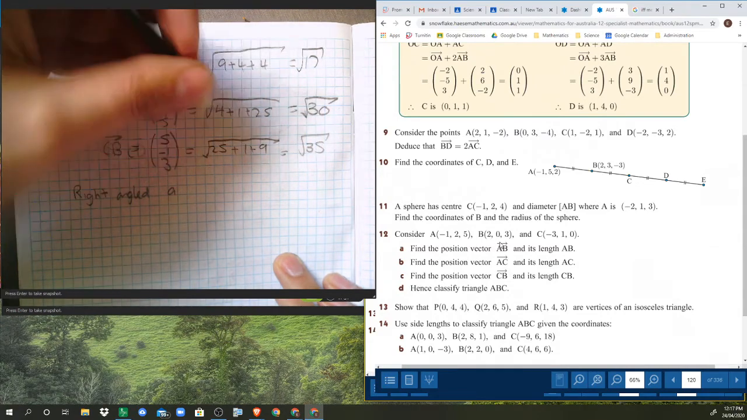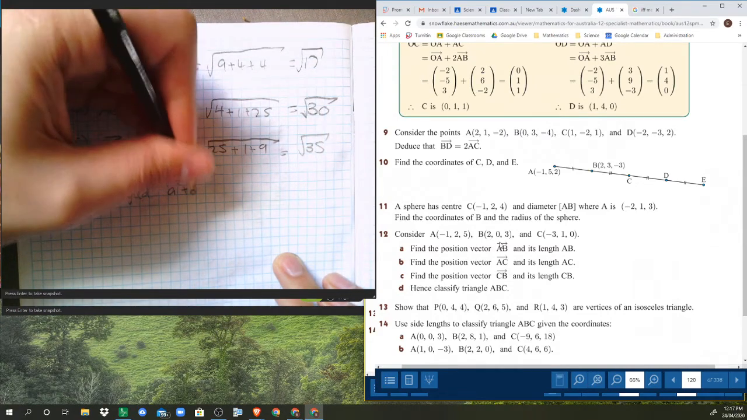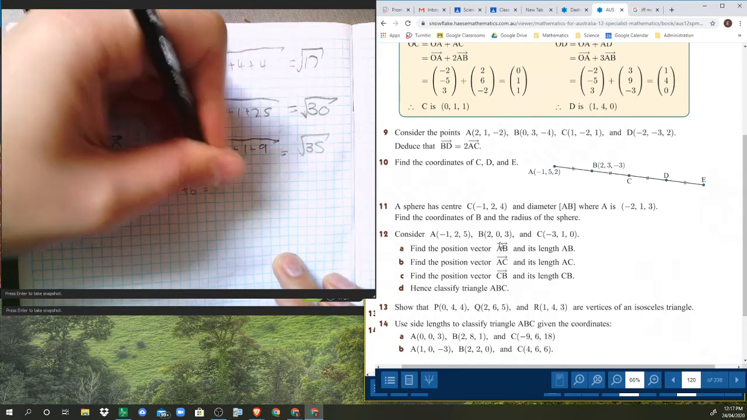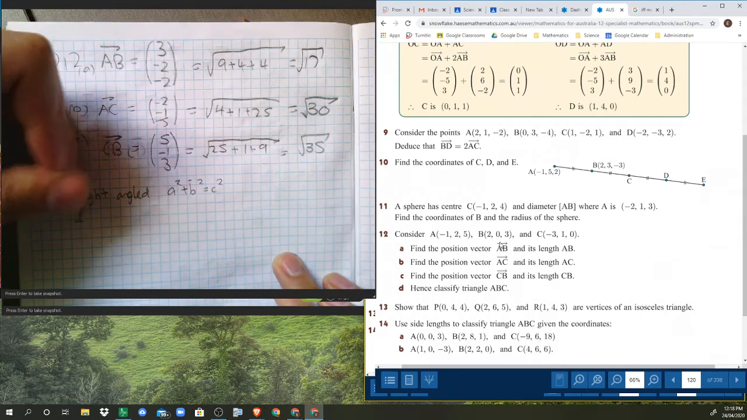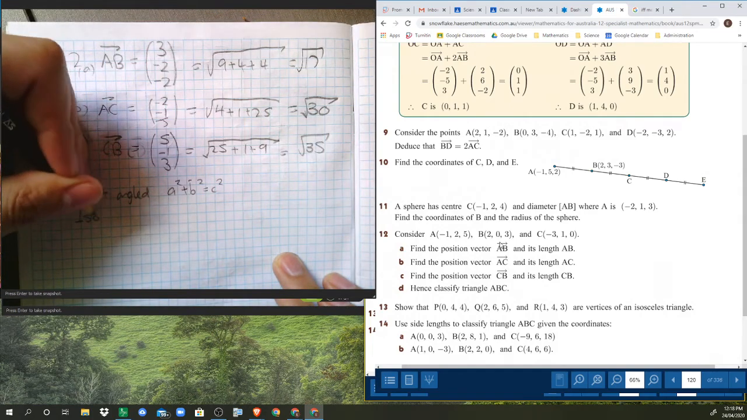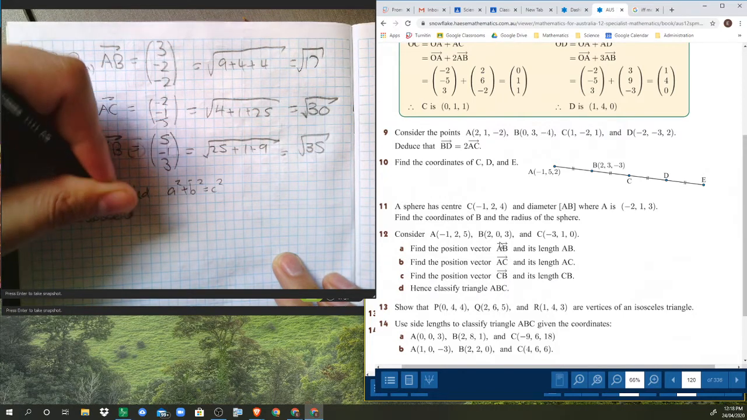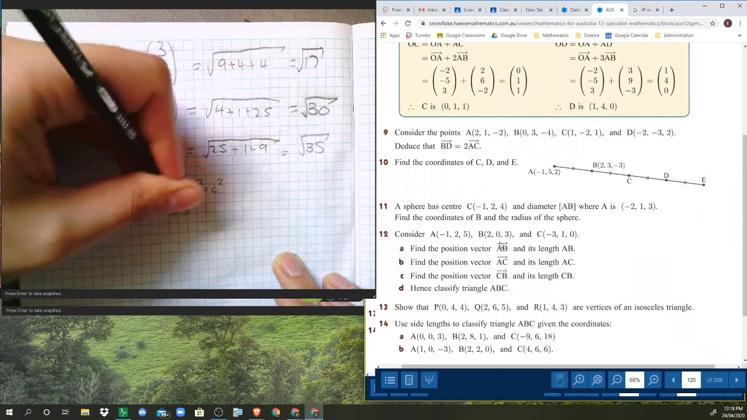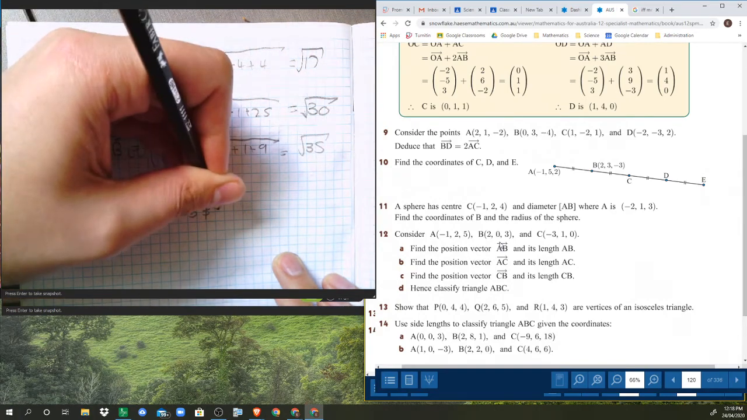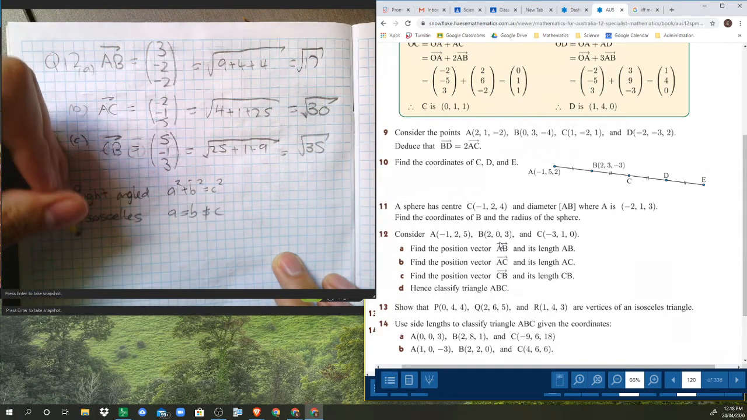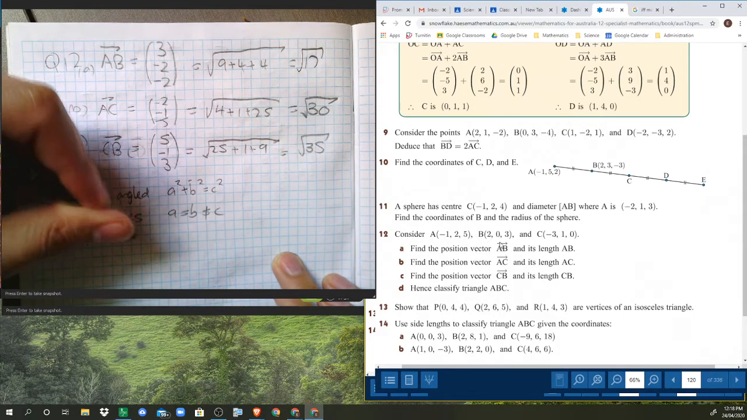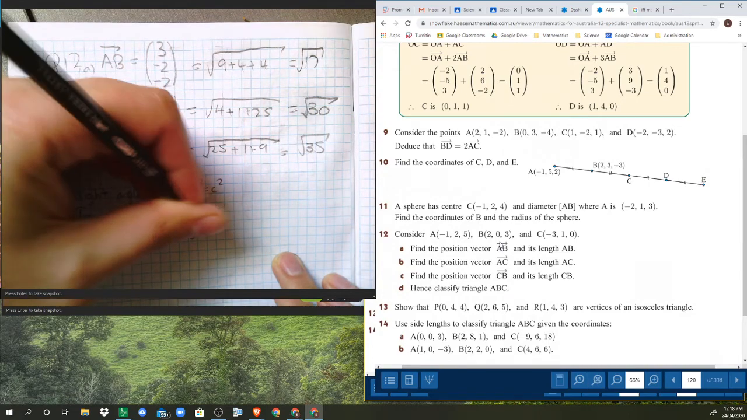Ace. Isosceles: A equals B does not equal C. Equilateral: A equals B equals C.